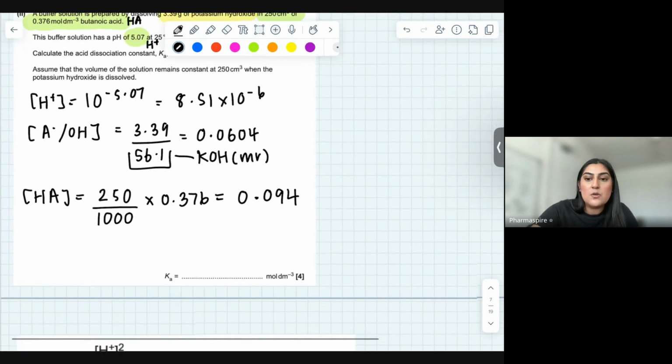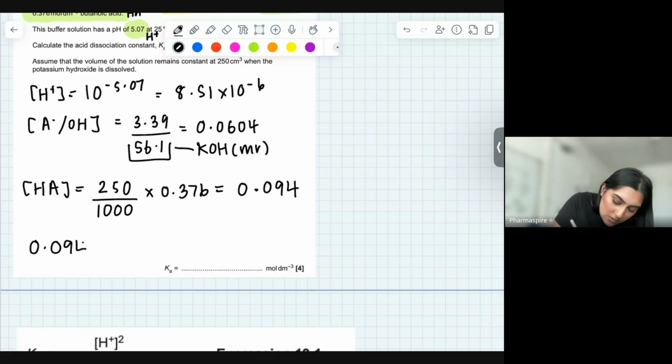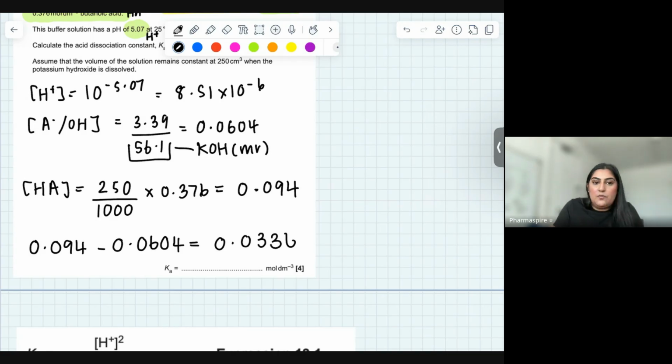Excellent. So I'm going to subtract, okay? So I'm going to find out how much HA has actually reacted and is in the buffer. So we're going to do 0.094 minus 0.0604. We get 0.0336 left over. Now you've got everything that you need to know. We can shove it in our equation.